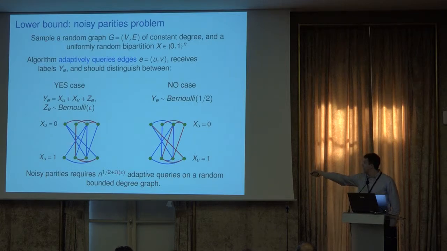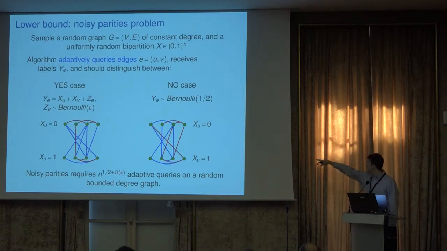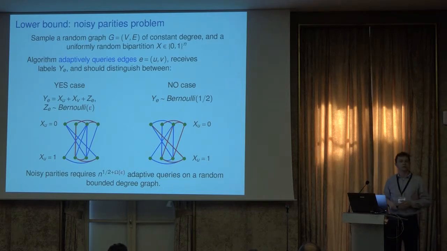In the yes case, we have a graph, and there's a bipartition, which is top versus bottom, and most edges that cross the bipartition are labeled blue. Those edges that don't cross the bipartition are labeled red, except there are some mistakes here and there, an epsilon fraction of mistakes. On the right-hand side, there is no correlation between the bipartition and the colors of the edges.